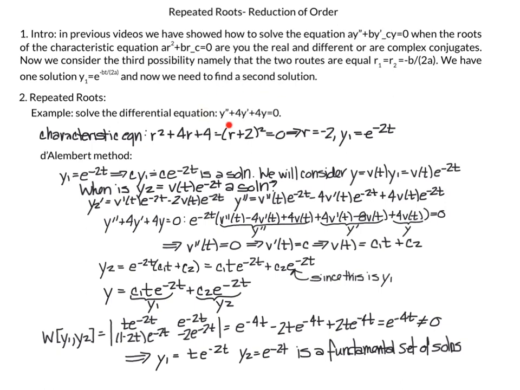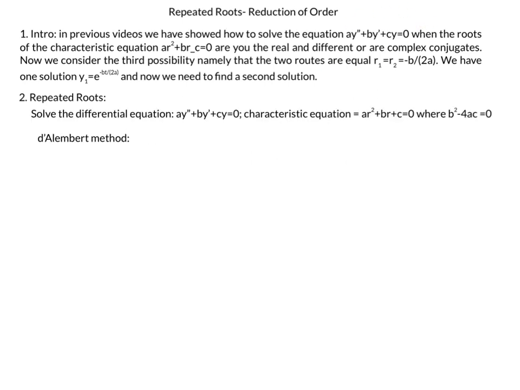Now that we have solved this for this particular equation, we're going to solve it for the general equation. Here is our general equation: a y double prime plus b y prime plus c y equals 0. Again, it is a second order, linear, homogeneous differential equation with constant coefficients. The characteristic equation, using the same coefficients, is ar squared plus br plus c equals 0. And we're going to assume that b squared minus 4ac equals 0. And this is exactly when the two roots are equal.